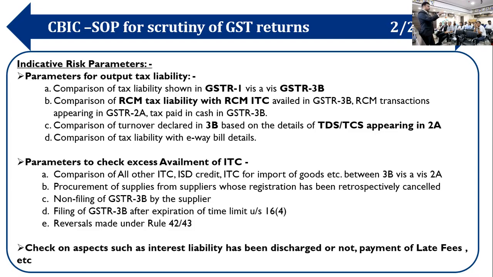3B versus 2A compared: 2A is less, 3B is more. When they compare, 2A is net of credit notes, 3B is also net of my reversals. He said 2A is less. We identified that it is less because one particular party, I'm just taking simple examples, has uploaded a credit note which is not actually a credit note.